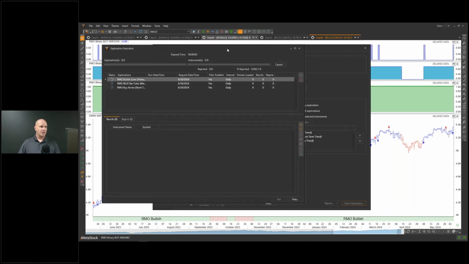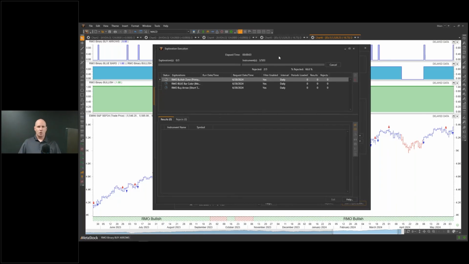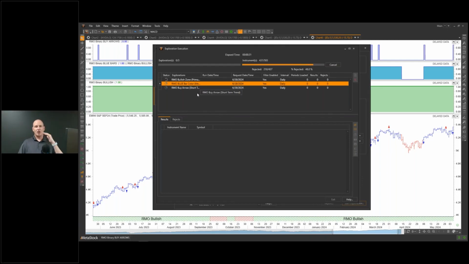So it's just going to go through and scan for everything that is RMO above 0, so bullish in this circumstance. We could do it the other way and do bearish. And you can see it's rejecting about 40–50% of this list. Once it's done that, it'll say, okay, do any of those that are RMO bullish have a blue bar? And if they have a blue bar, it's going to say, hey, why don't you check and see if it has a buy arrow? Okay, so it's going to go through and give me signals that are happening today based off of all 3 criteria.